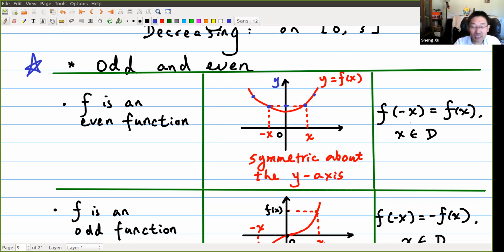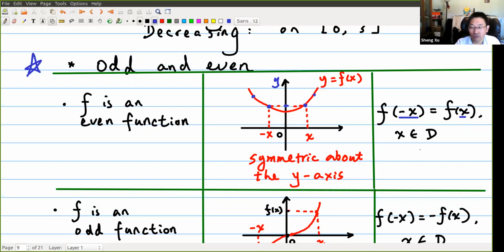So mathematically speaking, if you replace your input by negative x, it turns out to be the same as f of x. f of negative x is f of x. This is the rule, okay? And that function is called an even function, for any x in D.